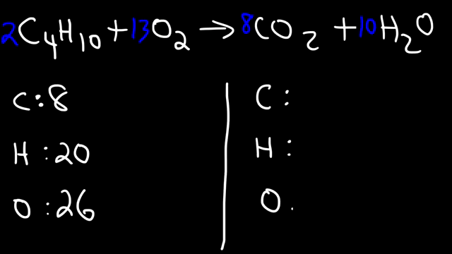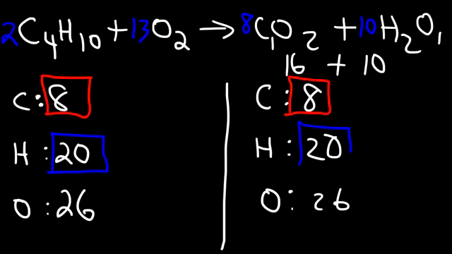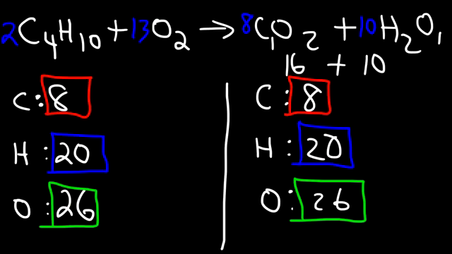Now on the right side, we have 8 times 1, or 8 carbon atoms. And for hydrogen, it's 10 times 2, which is 20. And in the case of oxygen, it's 8 times 2, which is 16, plus 10 times 1, which is 10. 16 plus 10 is 26. So we can clearly see that the number of carbon atoms are the same. The number of hydrogen atoms are equal on both sides, as well as the number of oxygen atoms. And so that is how you can balance a combustion reaction.